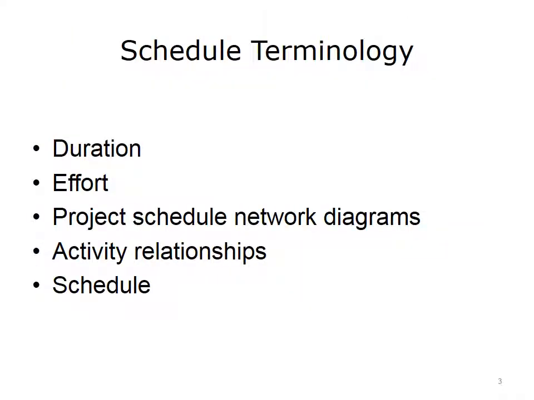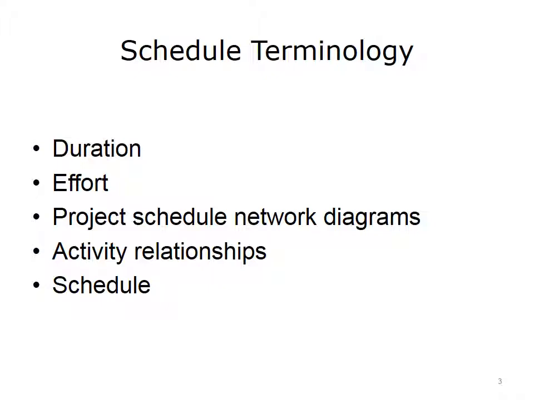There are several key terms that are important to understand when discussing project scheduling. Duration. Duration is the total number of periods, work periods, days or work weeks, that are required to complete a scheduled activity. Effort. Effort is the amount of work or labor hours necessary to actually perform a scheduled activity. Project schedule network diagrams. Project schedule network diagrams are the schematic depiction of scheduled activities and dependencies, logical relationships of activities, model of sequenced activities.